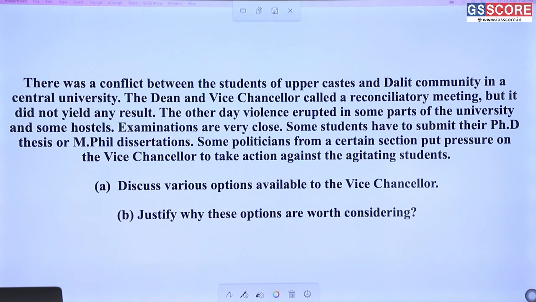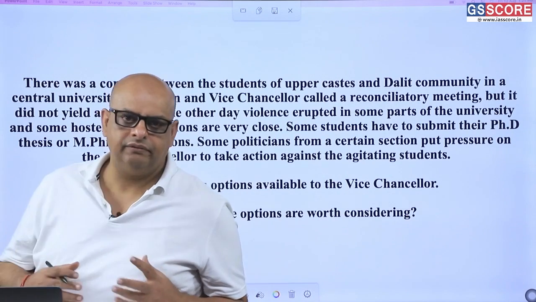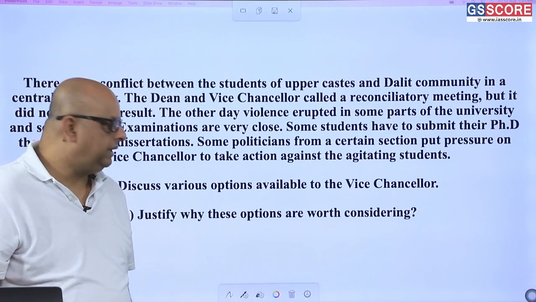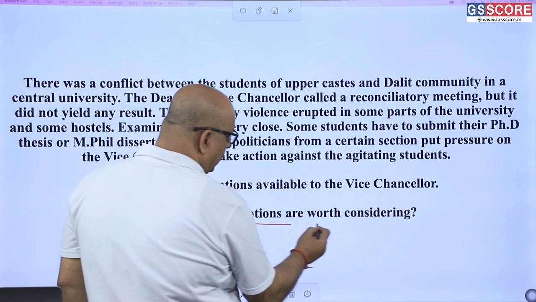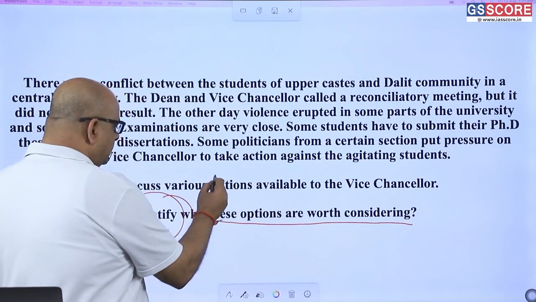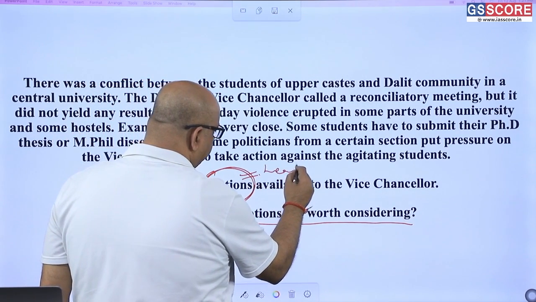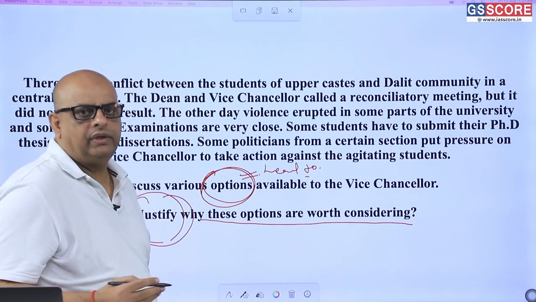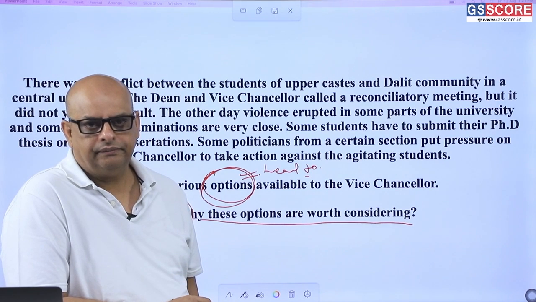Now, on the basis of the given premise, there are two demands. Number one, discuss various options available to the vice chancellor. Justify why these options are worth considering. See, that's why I say you need to be a little careful about argument building, because it says justify why these are worth considering. It's not simply about the options and where these options will lead to. Certainly, whenever you take any choice or have options, it will lead somewhere.